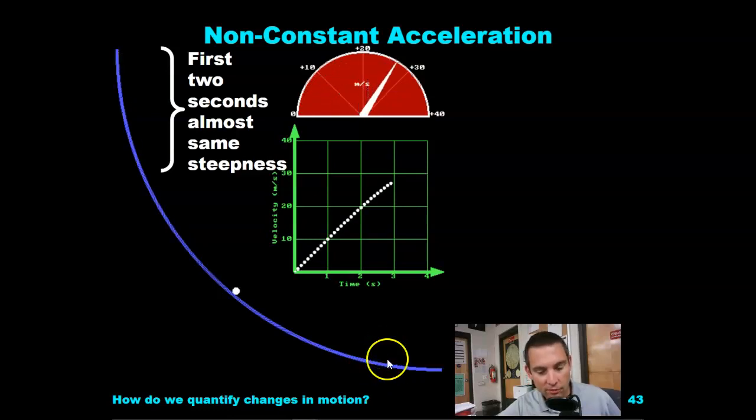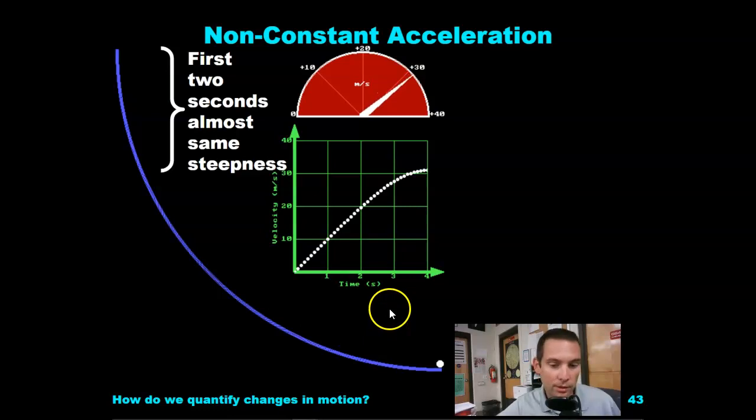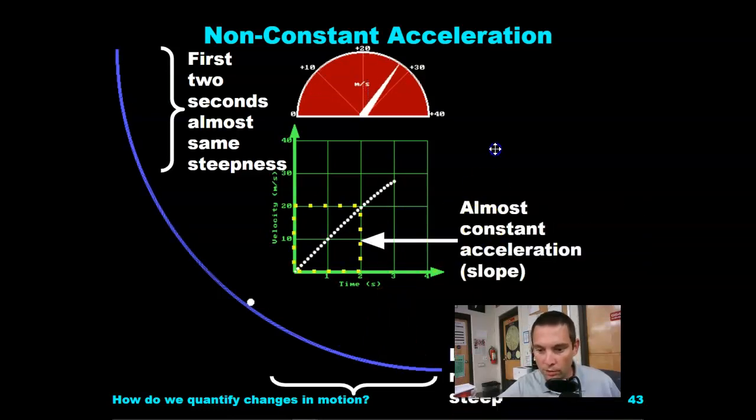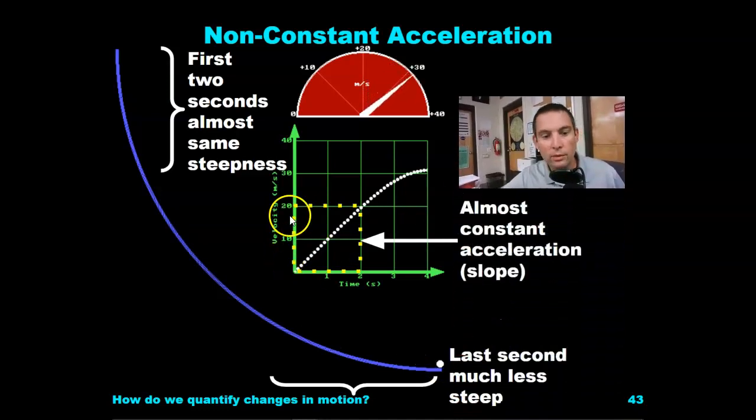So that means the acceleration is getting smaller and smaller and smaller as we go. Because remember, acceleration is the change in velocity per unit time. Almost constant slope. And what's the slope of velocity versus time? The slope of velocity versus time is acceleration.